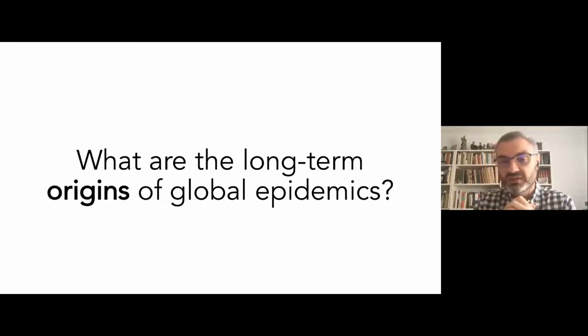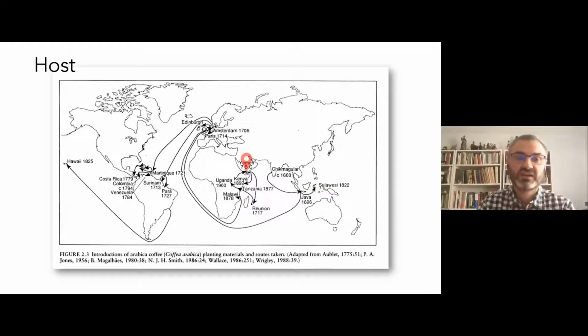We know that the rust was first recorded in Ceylon, now Sri Lanka, in 1869. But going back to my initial discussion of epidemics as processes, I want to take us way back before 1869 and think about where the story of the coffee rust really starts. And here I invite you to think about the disease triangle, the combination of host, pathogen, and environment. I'm going to start with the story of the host, because this is really where the story begins.